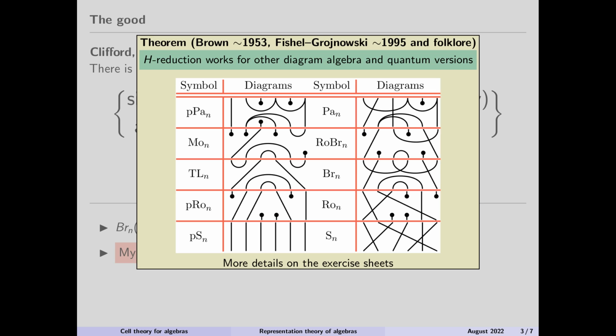Okay. So the upshot is here. For all of these, although we are not allowed to do it, H reduction works perfectly well, classifies all simple representations, and you can beef it up. You can compute dimensions of symbols or something. But we're not doing that right now. We're just classifying simple representations.